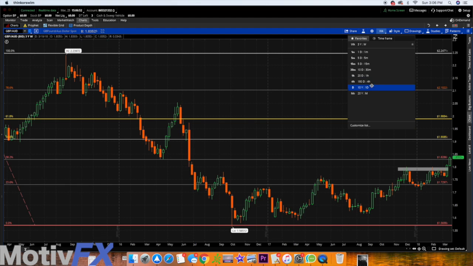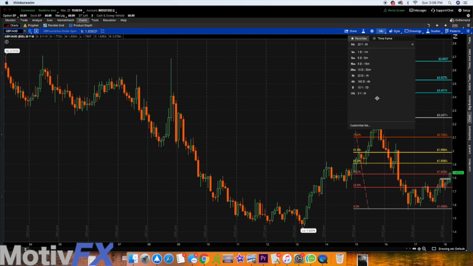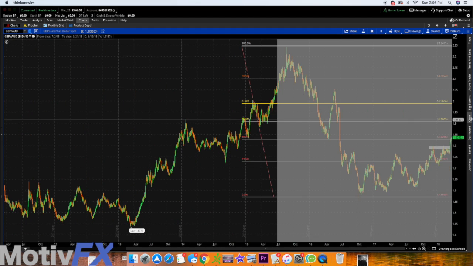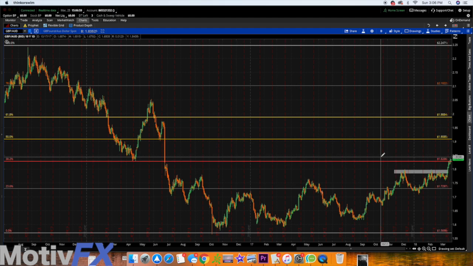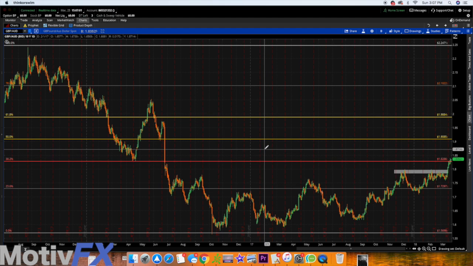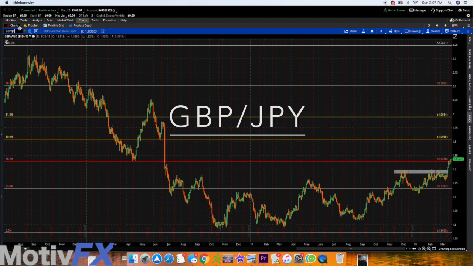We can look for a pullback, but I don't want to fight the fundamental data. We don't know how much they're going to actually price in that Brexit ruling and how much that gives the UK a chance to really come to some pretty good terms. Here's the GBP/JPY really quick.